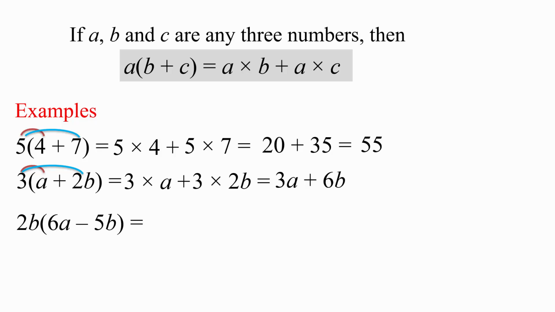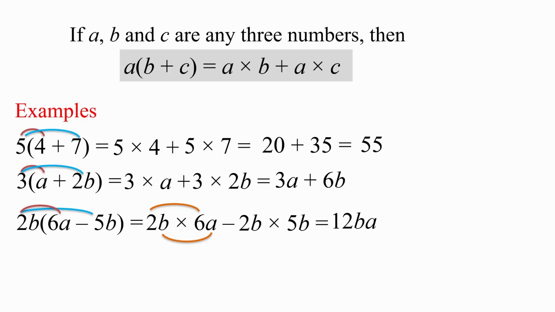Next one, 2B in front of the brackets and then inside 6A minus 5B. So following the same method again, we have 2B times 6A. Notice there's a minus in the middle now. And 2B times 5B. Simplifying, 2B times 6A, 2 6s are 12, and B times A we can write as BA. And 2B times 5B, 2 5s are 10, and B times B we write as B squared, or B to the power of 2. So there's our final answer.